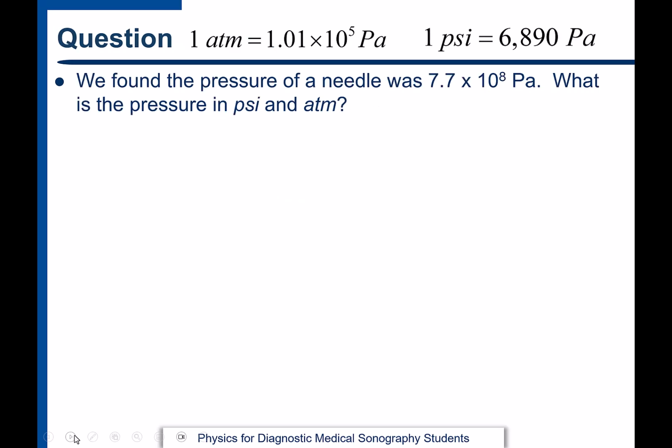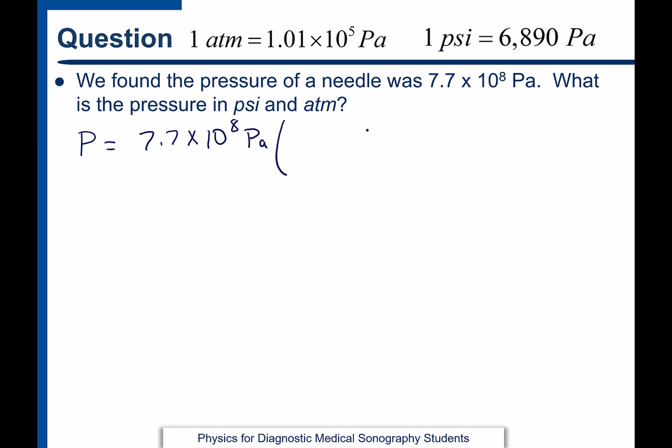Let's do a unit conversion, just because it's always good to keep practicing this type of question. It says we found the pressure of a needle was 7.7 times 10 to the eighth pascals. What is the pressure in PSI and ATM? So let's start out by figuring out the pressure in pounds per square inch. We've got our pressure is equal to 7.7 times 10 to the 8th pascals.